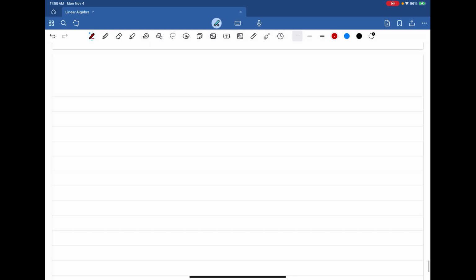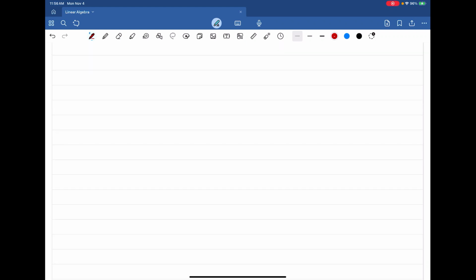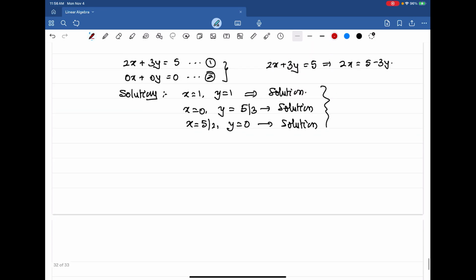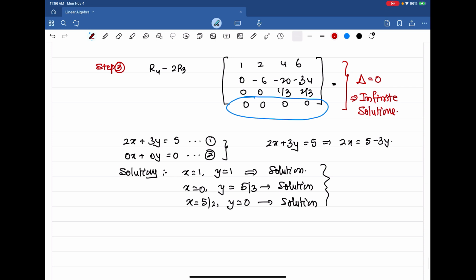Now let's go to the next concept. You have understood how to take the inverse of a matrix with elementary row operations and how to check simultaneous equations with row operations. Next is how to say whether the inverse exists or does not exist. In our previous case, because the determinant is equal to 0, it implies the inverse does not exist.